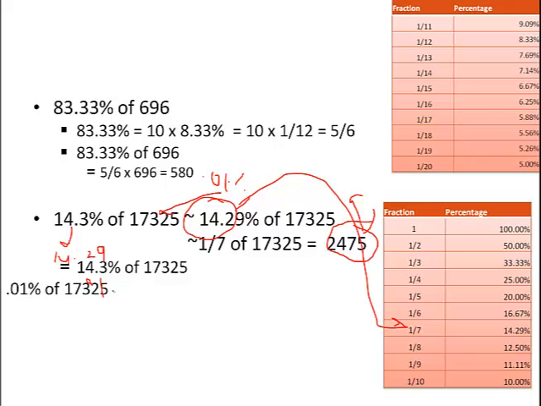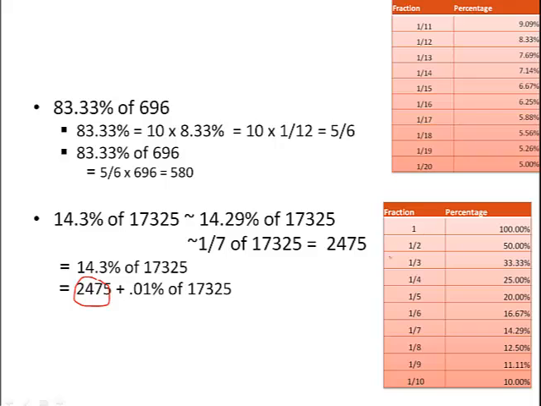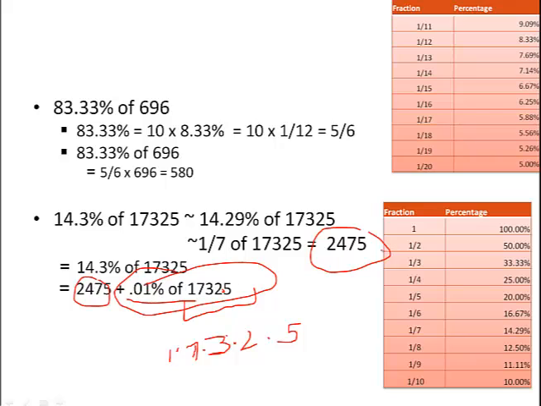So what you will do: 14.3% is nothing but 2475, which is 14.29 plus 0.01% of 17325. And 0.01% is easy to calculate. If 100% of this number is the whole number, 17325, then for 10% the decimal will come here, for 1% I will put the decimal here, for 0.1% here, and for 0.01% I will put the decimal here. So 1.7325 would be this. You need to add 1.7325, or approximately 2, to this number, and this would be your answer: 2476.